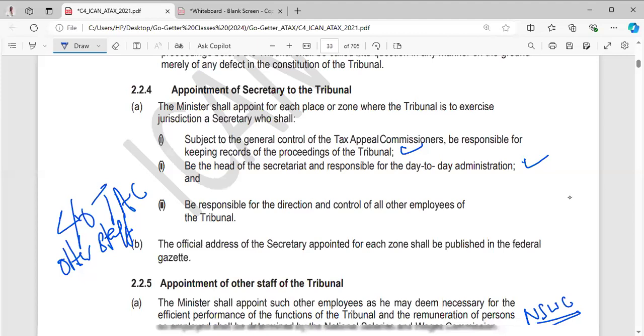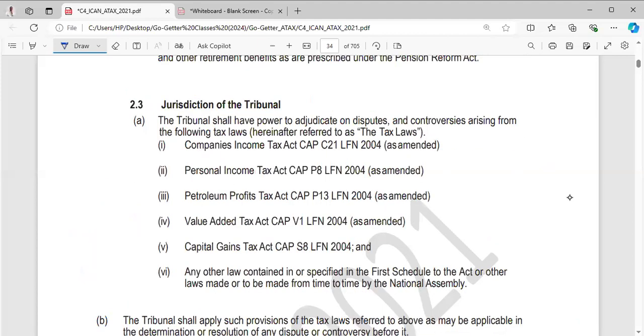The tribunal has powers to adjudicate. That means they have powers to hear and render judgments on disputes and controversies arising from the following tax laws. We have the Company Income Tax Act. That means between any company and the Federal Inland Revenue, they can also adjudicate over the Personal Income Tax Act. So between a natural person or a business name and the Federal Inland Revenue.